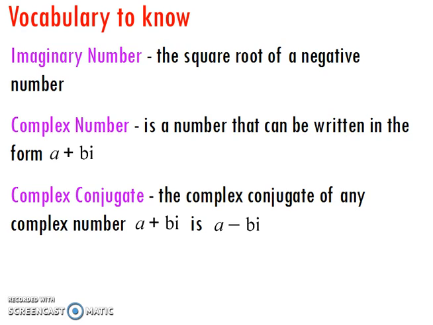An imaginary number is the square root of a negative number. A complex number is a number that can be written in the form a plus bi, where a is the real part and bi is the imaginary part, hence why it's complex. And a complex conjugate is the conjugate of any complex number. Whatever the bi was, the imaginary part is going to switch. If it was positive, it's now going to be negative. The real part stays the same.